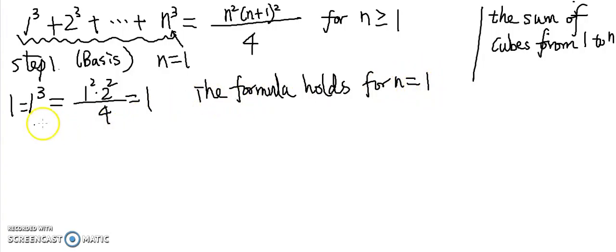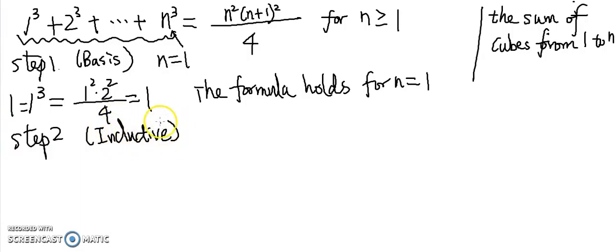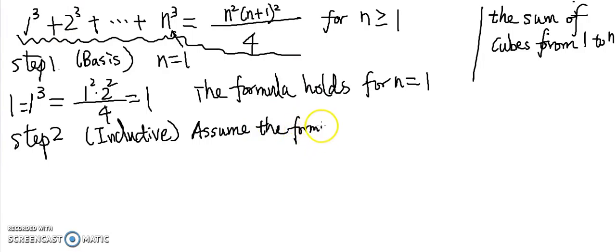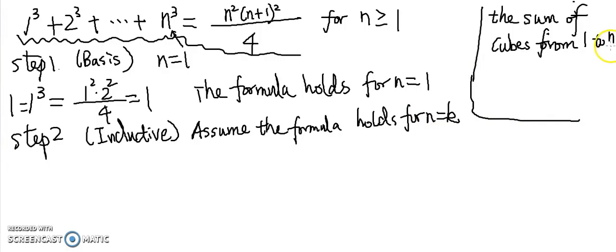Now we're going to look at step 2, the inductive step. In this step, we're going to prove a statement: if this formula holds for k, then this formula holds for k plus 1. So first we assume, as the hypothesis, that this formula holds for n equal to k. So we go back here and replace this n with k.